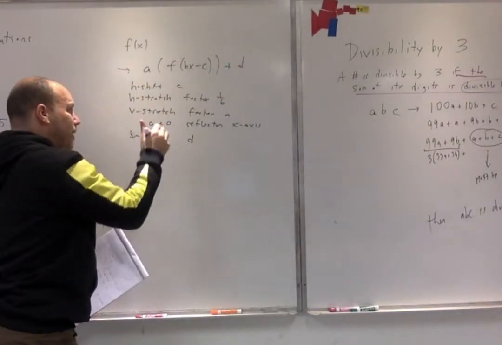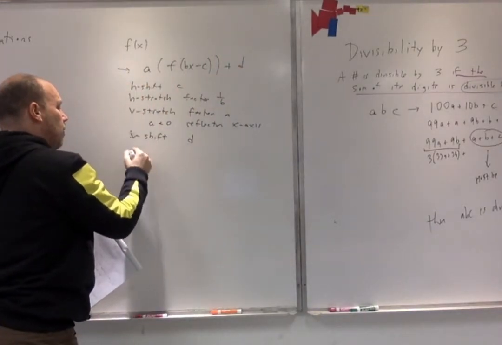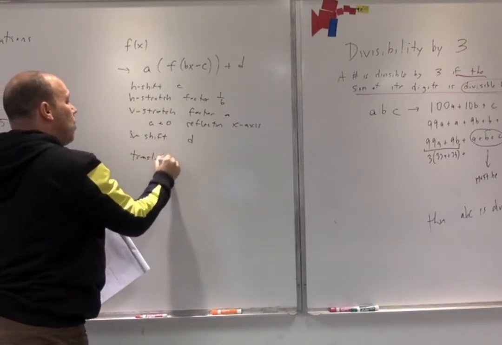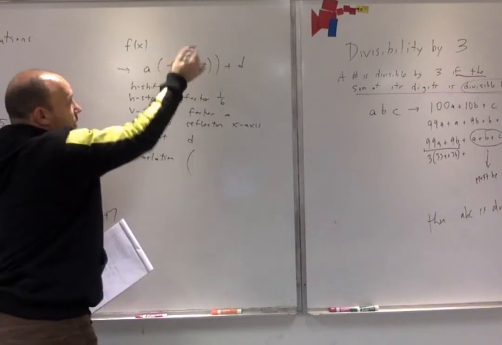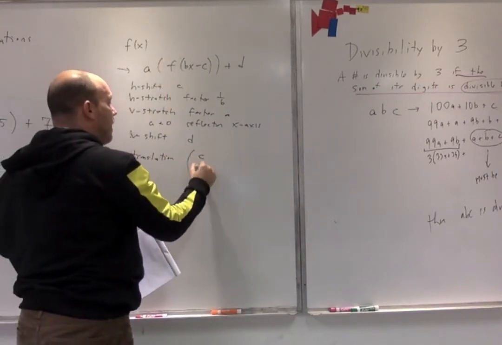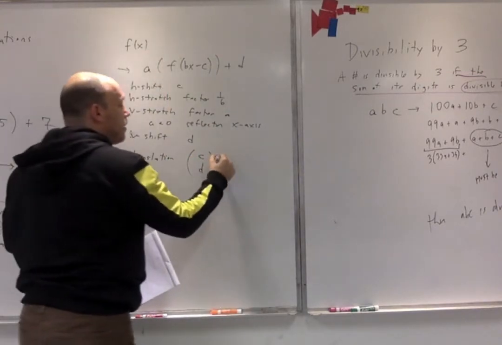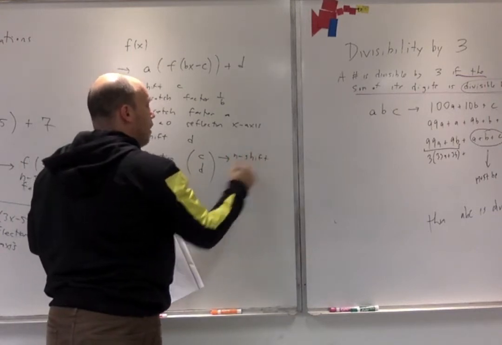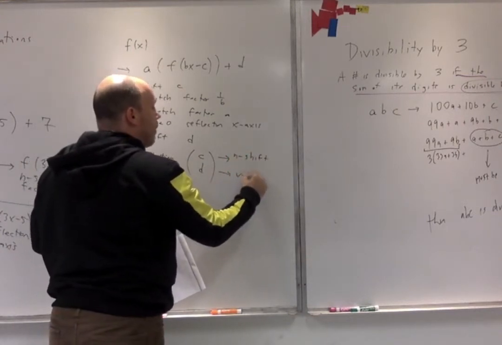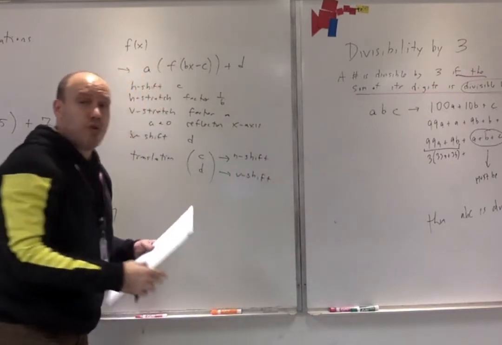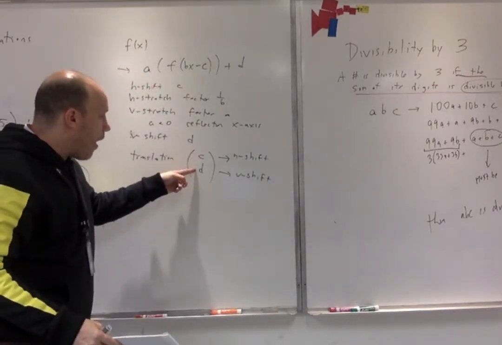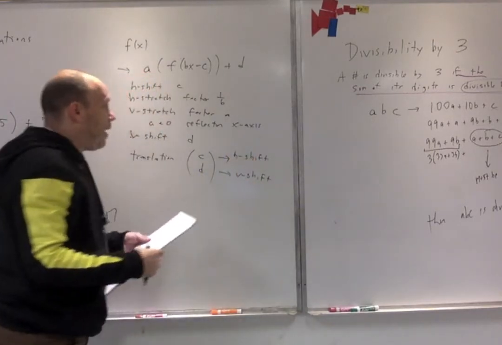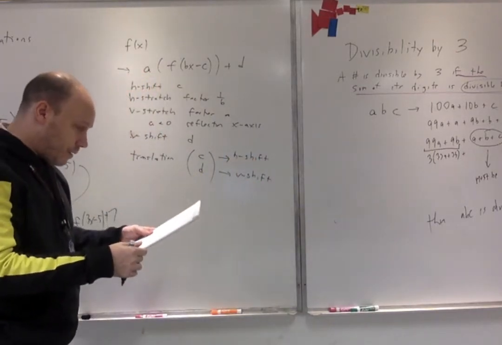One last thing, you might see a translation with a vector of, let's just use these letters of c and d. This is telling us c. This is the horizontal shift, and this is the vertical shift. We're going to see this with a vector's units, so this is x and y. And that's basically it. I think that's everything I want to say.